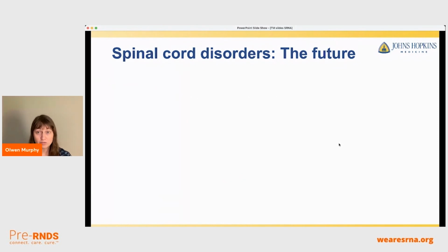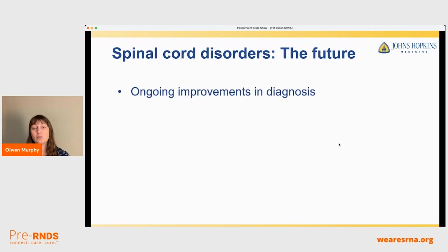And so what does the future look like for spinal cord disorders, and most importantly for people with these disorders? Well, we definitely have ongoing improvements in diagnosis, which we've highlighted today. It's important that we develop our access to expert care to people across the nation, and then in a global sense to areas where there may not be advanced healthcare providers and expertise available.